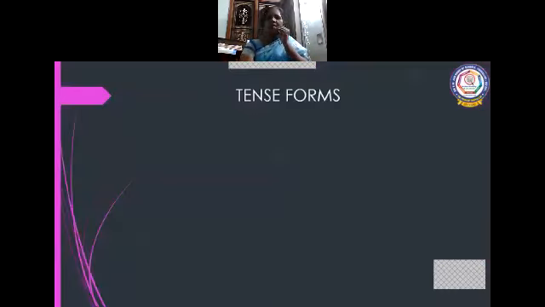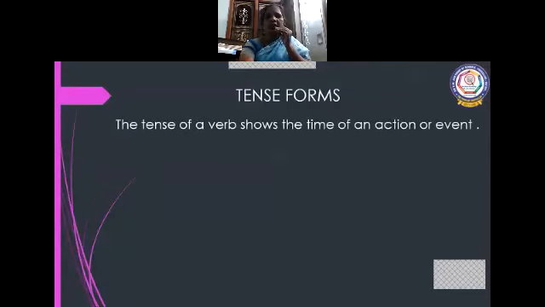Tense forms. The tense of a verb shows the time of an action or event. Example: I write this letter to inform you. So it shows the tense form.